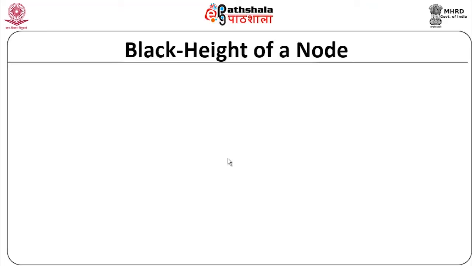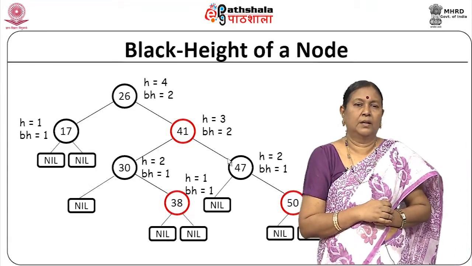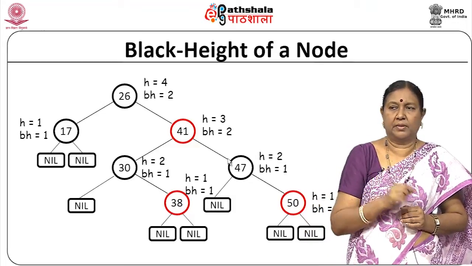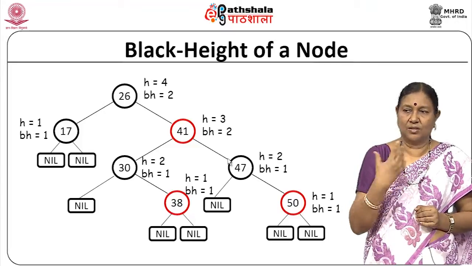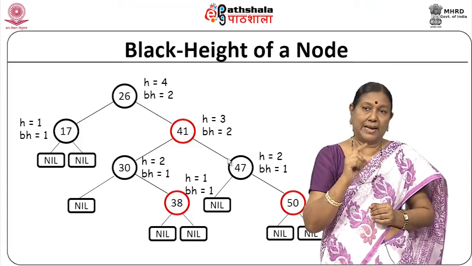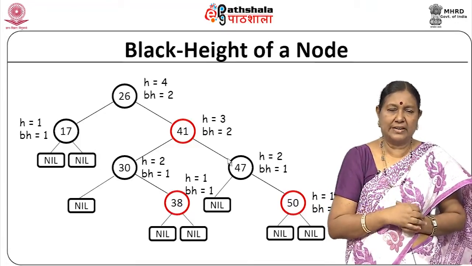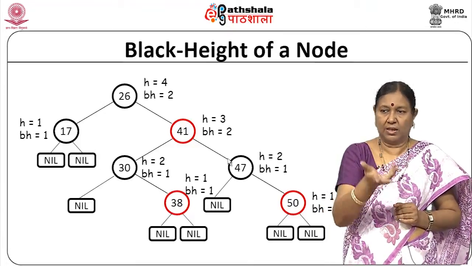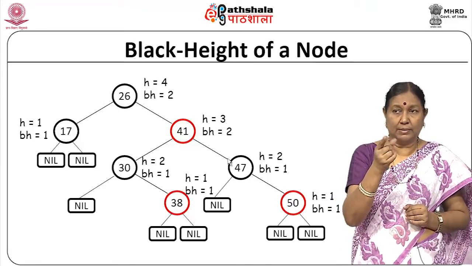Now, let us talk about a black height of a node. So, here you have a node, if you take 50, the height is 1, the black height is also 1. Remember, the black height is the number of black nodes there are in the path. Now, if you take 47, you will not count that node. So, 50 is red. So, you have only one nil node. So, the black height is 1, but the height is 2.